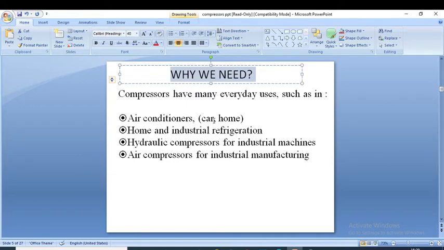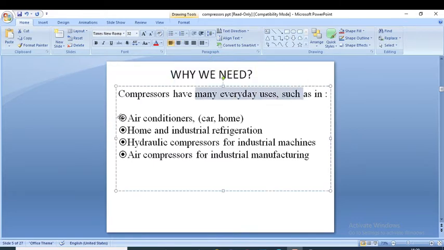So compressors have many everyday uses such as air conditioning. In case of the air conditioning, the compressor is the main part of air conditioning. When we study our chapter number 5, which is refrigeration, in that when we study the VCR, vapor compression refrigeration system, the compressor is the main part of this system. I also want to tell you that compressor is known as the heart of this air conditioning system. Like the heart which is operating inside us, similarly compressor is working inside the refrigeration and air conditioning system.